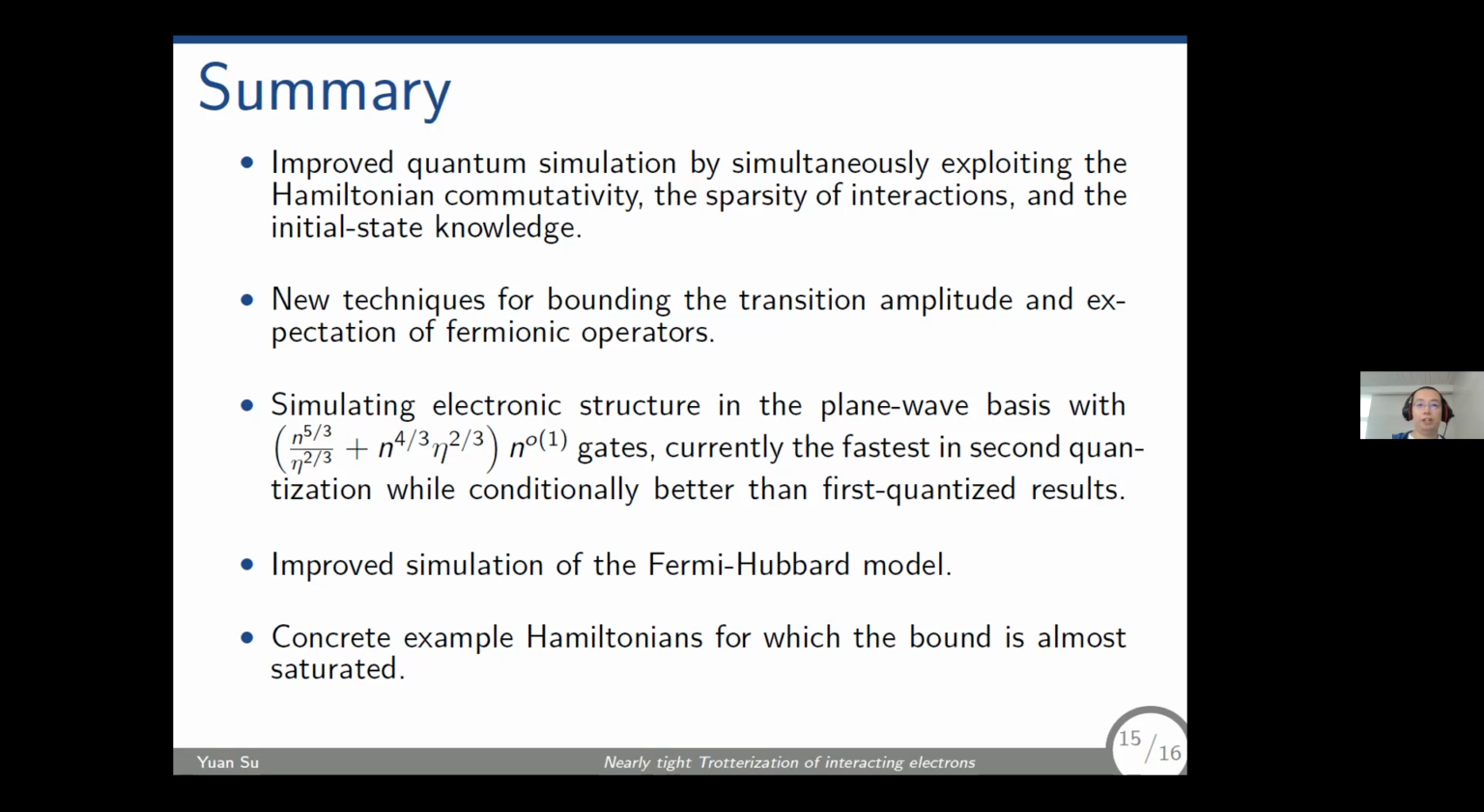We can simulate electronic structure in the plane wave basis with a complexity that is something like this. As far as I know, this is currently the fastest approach in second quantization. It is also faster than some of the first quantization results in some parameter regimes. We have some improved simulation of the Fermi-Hubbard model, and we construct a concrete example Hamiltonian for which the analysis is almost tight.